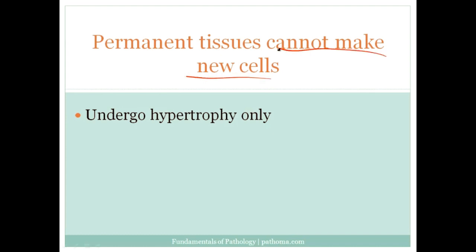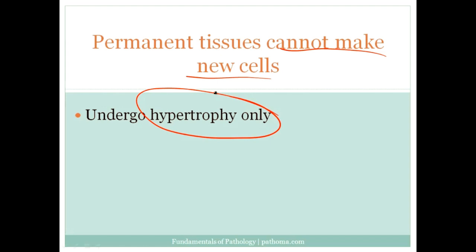Hence, because they can't make new cells, they won't be able to undergo hyperplasia, and so they'll undergo hypertrophy only. This is a very high yield topic. So let's take a step back and remind ourselves that in the human body there's basically three permanent tissues.